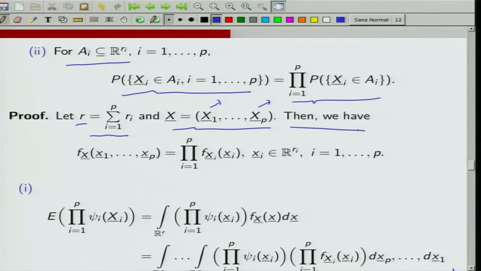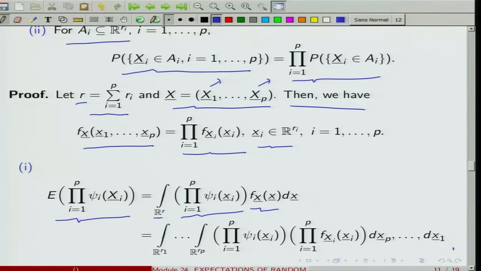Now, then we have f_X of x1, x2, ..., xp as the product for i equal to 1 to p of f_Xi of xi, for xi belonging to R^ri. This is due to the fact that x1, x2, ..., xp are independent. So, I look at the expected value of the product for i equal to 1 to p of psi_i(xi), which is the same as integrating the product of psi_i(xi) along with the joint PDF of x1, x2, ..., xp over the whole range R^r.